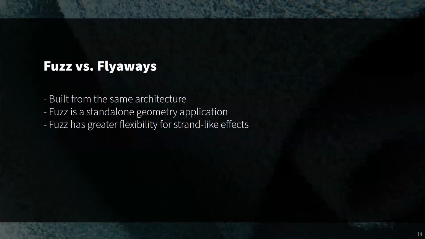Fuzz, which I just brought up, is another incredible new feature Luxion has introduced in KeyShot 9. As Soren mentioned earlier, Fuzz was built off the same architecture that was used to create RealCloth flyaways, but can be used as a standalone geometry application on any base material. The fuzz itself can also have a variety of materials applied to it, meaning that it is not constrained by the underlying material the way flyaways are.